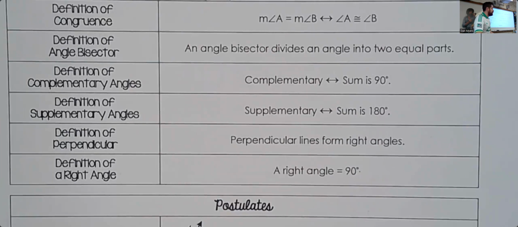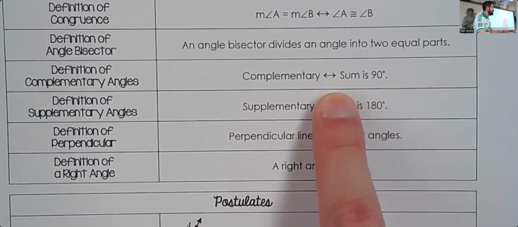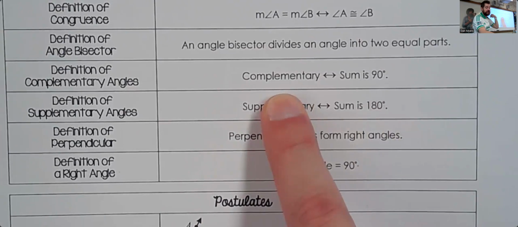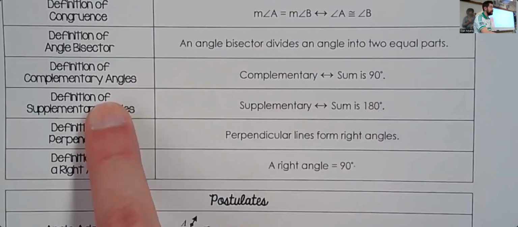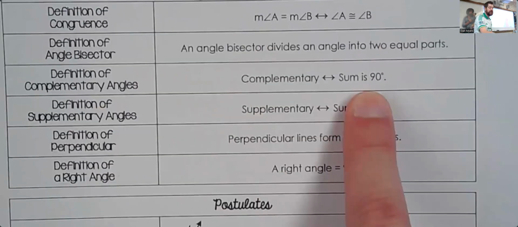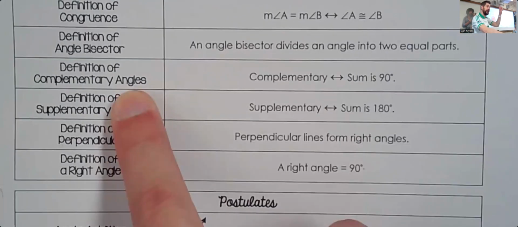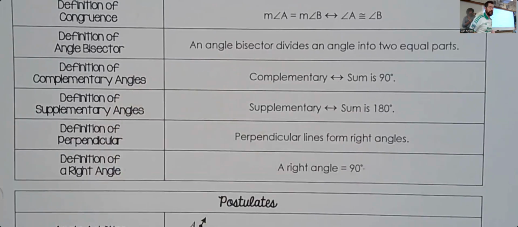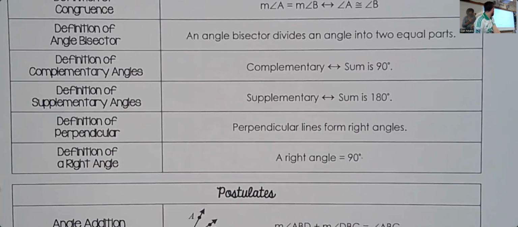Definition of complementary angles. If angles are complementary, then their sum is 90. The little double arrow means that it works the opposite direction as well. So if you're in a proof and you say something is complementary, you can then follow that up by saying that the sum is 90 using the definition of complementary angles. Likewise, if you have a sum equaling 90, you could then make the statement that they are complementary based on the definition of complementary angles, because the double arrow means you can make the statement either way. Same thing with supplementary, except they don't add up to 90, they add up to 180.